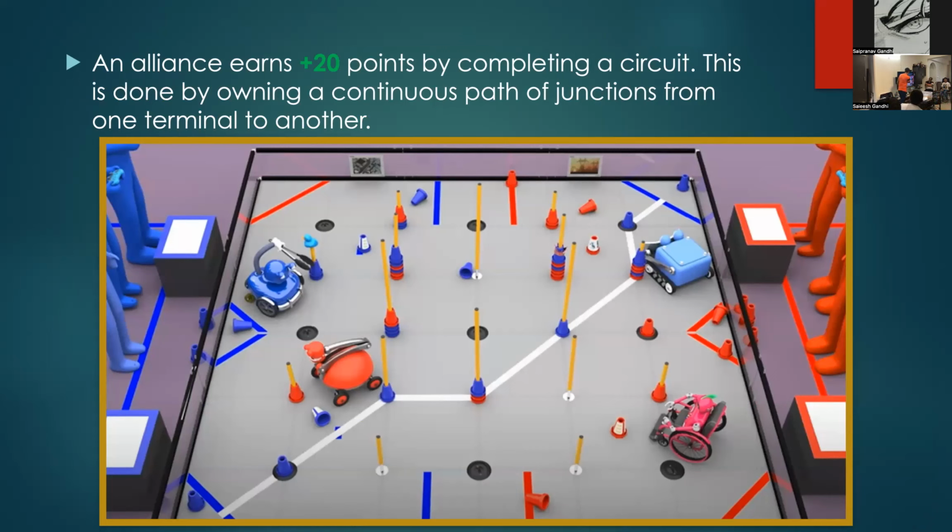A great strategy, like you can connect like this. And a great strategy for this is to use the black junctions, the ground junctions, because the other team can't take over the ground junction.